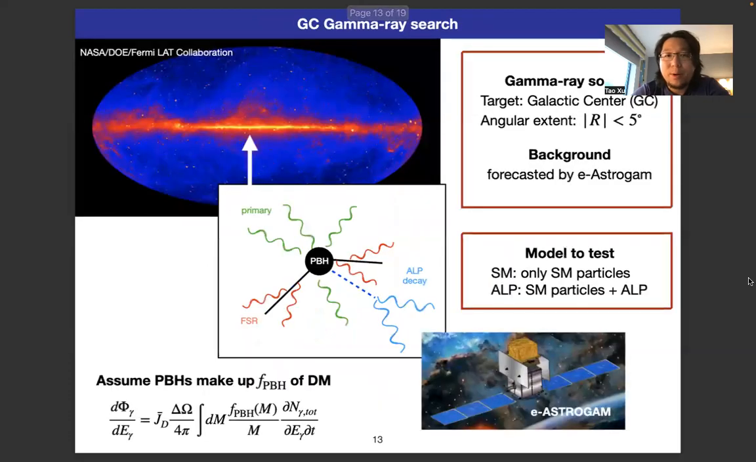We propose to look for the signal from the galaxy center. Assume primordial black holes make up a fraction of dark matter, and they're in the galaxy center, generating a lot of particles with the Hawking radiation process. And the full gamma ray flux will be observed by the asteroid experiments in the future. We can use the gamma signal to test the theory model. There are two theory models we want to distinguish. The first one is the standard model. Assume there are only standard model particles existing and being produced by primordial black holes. And the axion-like particle model is a new physics model that assumes standard model particles and axion-like particles are both produced by the primordial black hole.